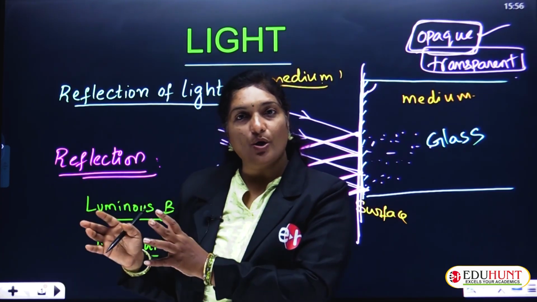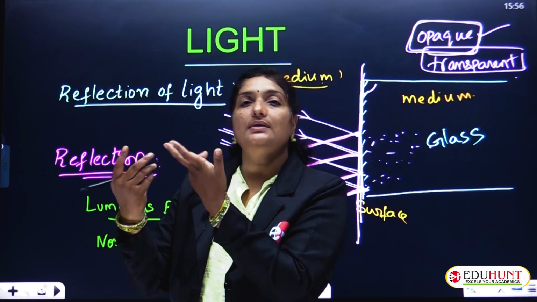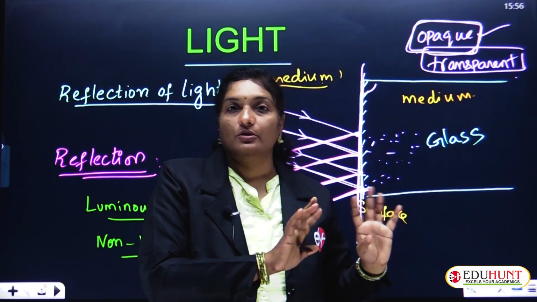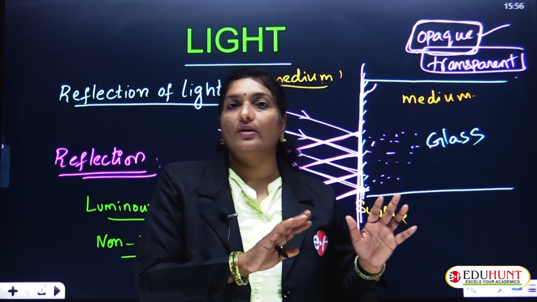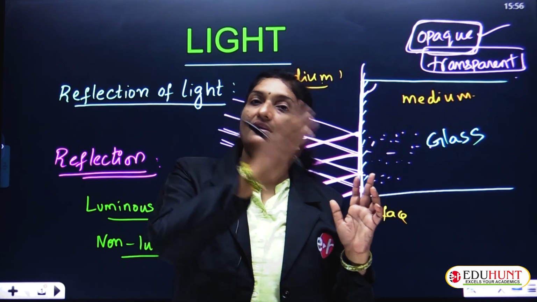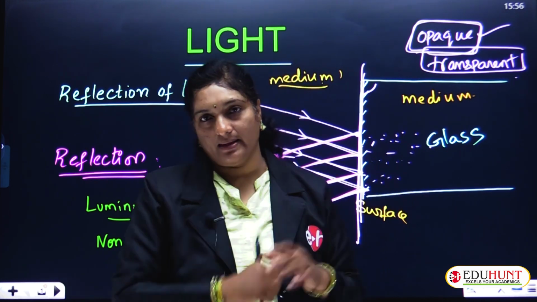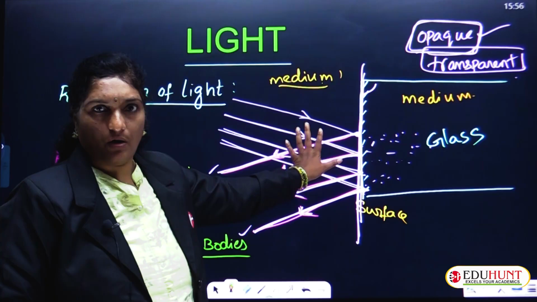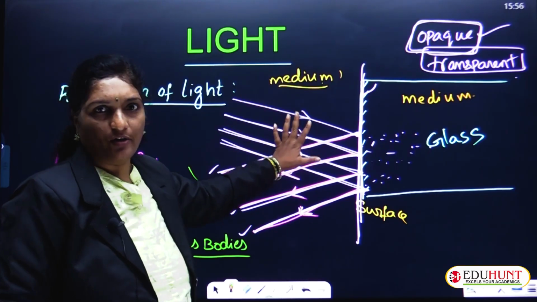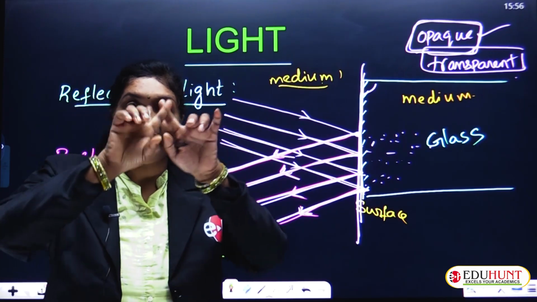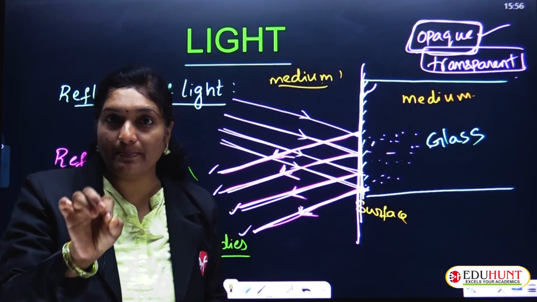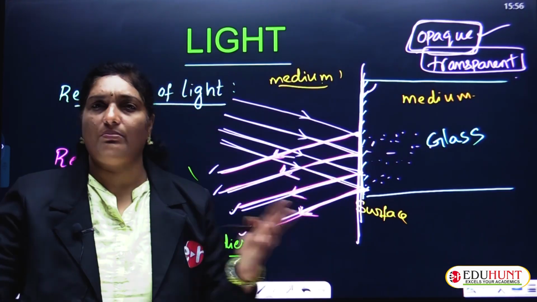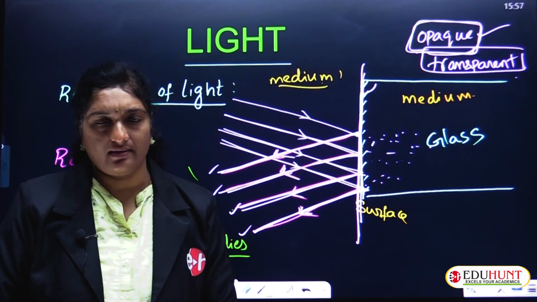Luminous bodies are those bodies which produce light by themselves and are directly seen, whereas non-luminous bodies do not produce any type of light on their own. They only reflect the light which is falling on them. For example, on a colored portrait, you are able to observe different colors only because in that portrait you have red, green, blue, yellow, pink, many color combinations.